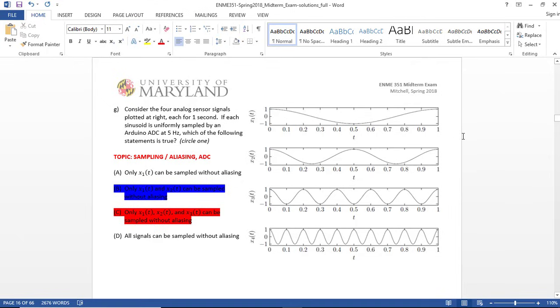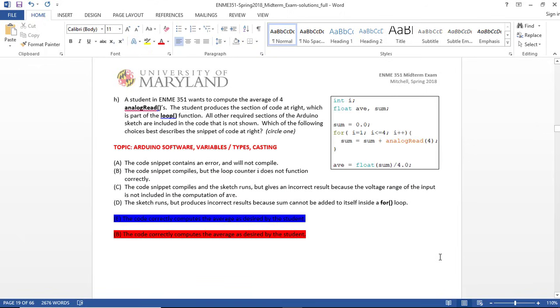And if I sample at 14 hertz, then the maximum frequency content I'll see is 7 hertz, right? It's always half of the sampling frequency that is the maximum frequency content I'll see based on the Nyquist theorem. So for version 2, the answer would be C. I get X1, X2, and X3 through with no aliasing, but I'm not sampling fast enough to see this signal X4.